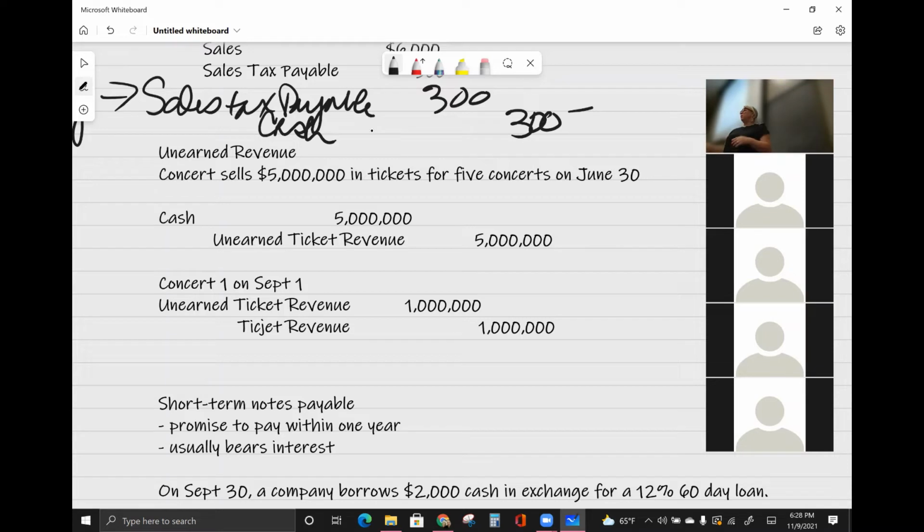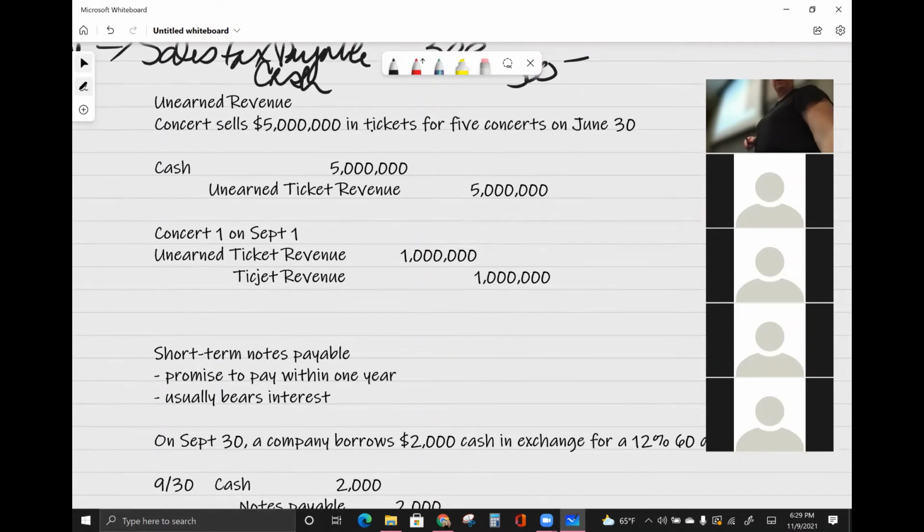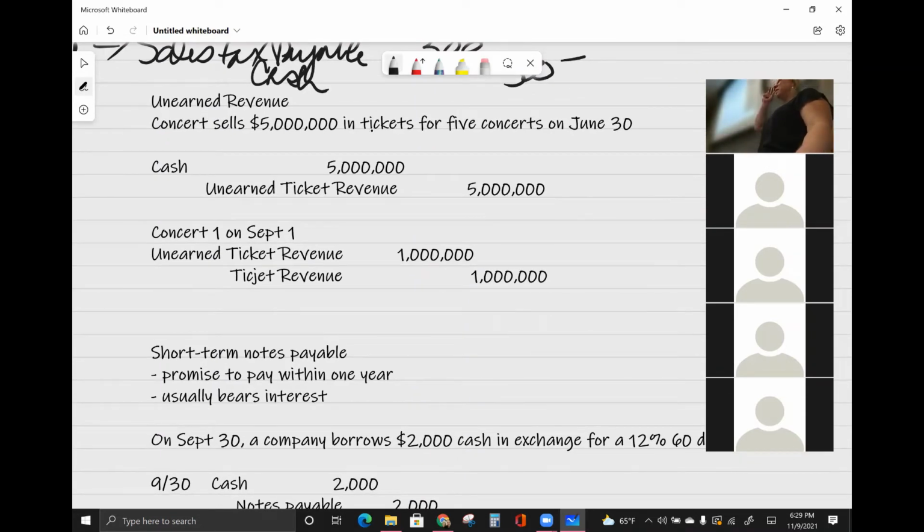What happens now when I go and I perform the concert? So now I've gone out, I provided the service for all my fans. So now I have to record the revenue. What do I need to do? I just need to scoot some of that money out. So right now I have a credit balance of 5 million in unearned. How are we going to move out part of that? We're going to debit unearned ticket revenue for 1 million because we've performed the service now.